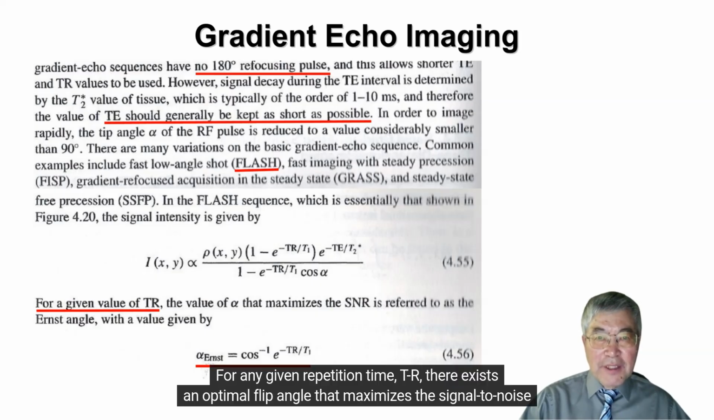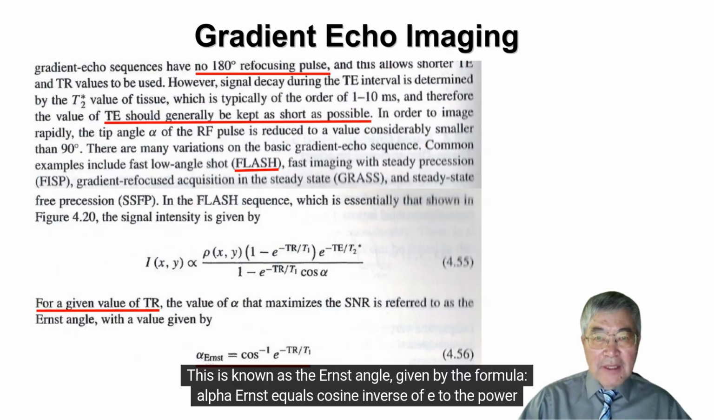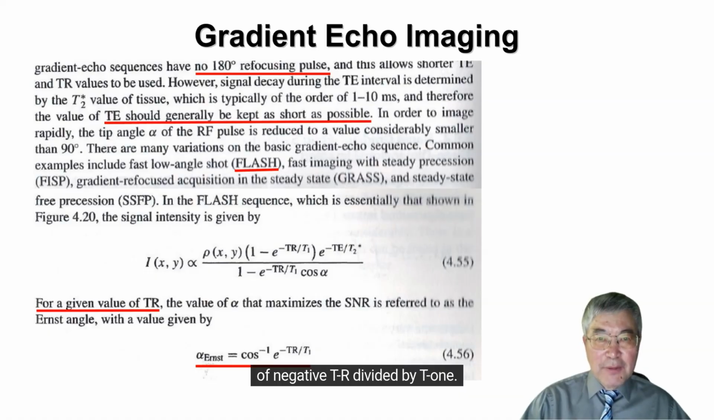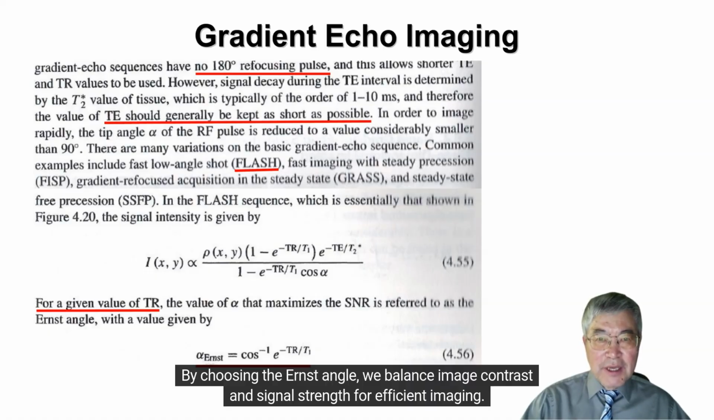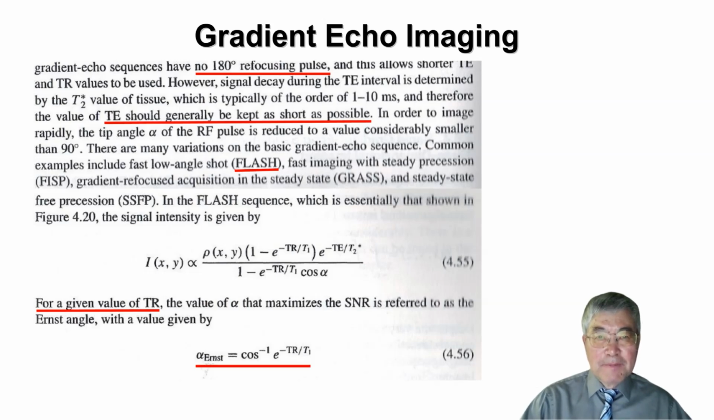For any given repetition time, TR, there exists an optimal flip angle that maximizes the signal-to-noise ratio. This is known as the Ernst angle, given by the formula alpha Ernst equals cosine inverse of e to the power of negative TR divided by T1. By choosing the Ernst angle, we balance image contrast and signal strength for efficient imaging.